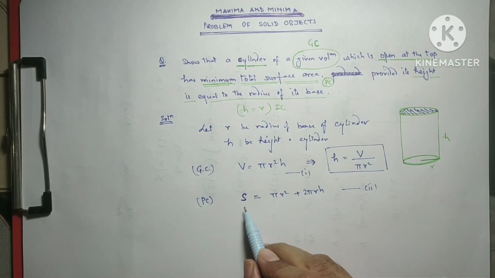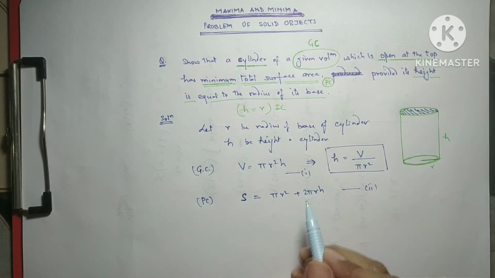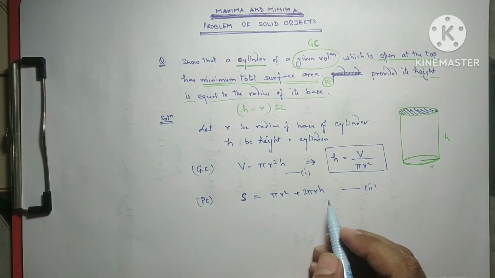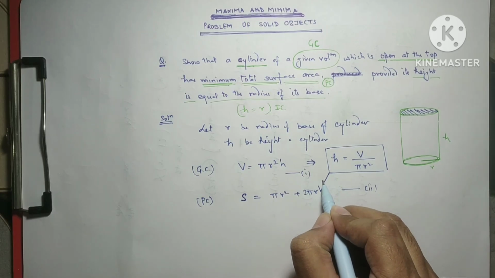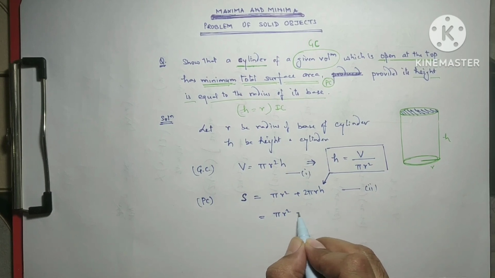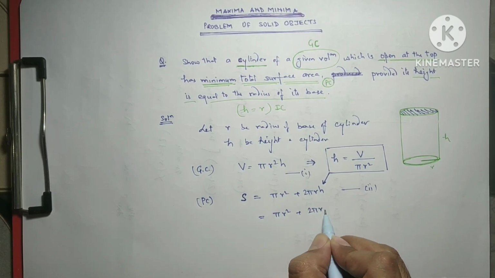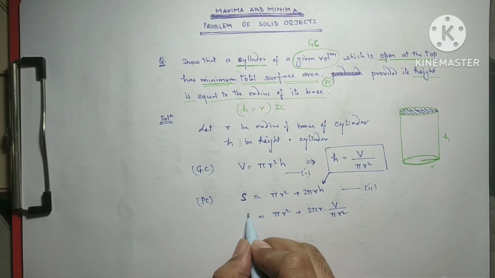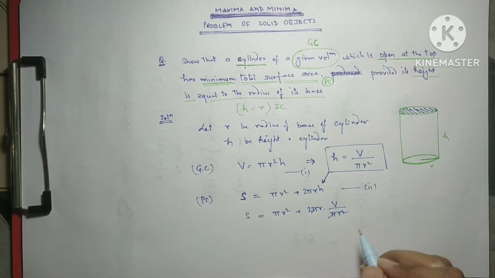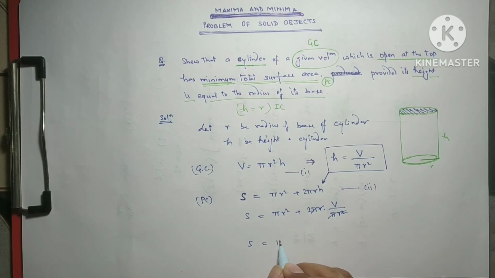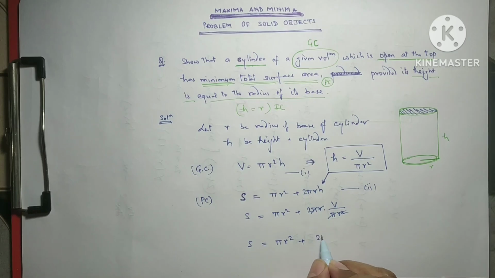So right now again, the surface area is in terms of two variables. So first we convert it into one variable. So we put the value of h in this equation. So we get pi r square plus 2 pi r into V over pi r square. So cancel out pi and r. So the final expression of total surface area of the open cylinder is pi r square plus 2V over r.